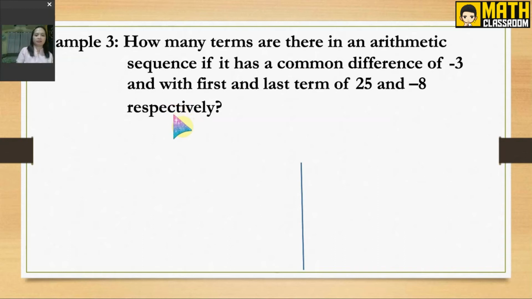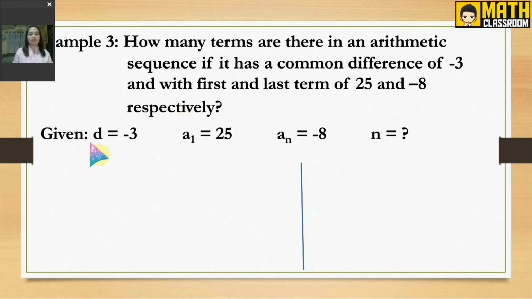Okay, so let's have the given. So how many terms are there in an arithmetic sequence if it has a common difference of -3 and with first and last term of 25 and -8 respectively? So ibig sabihin, you are given the common difference of -3. First term is 25. A sub n, we have -8, the last term, and we're going to find yung ilang terms from 25 to -8 having a -3 common difference.